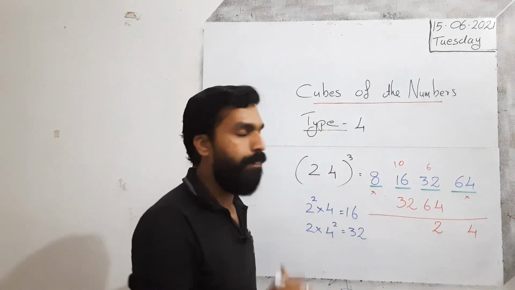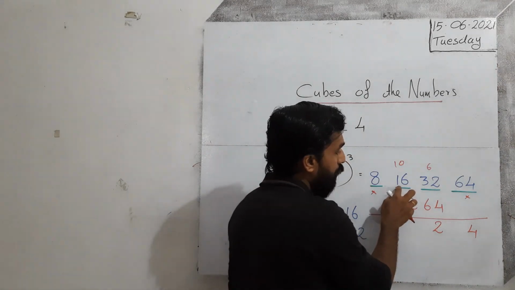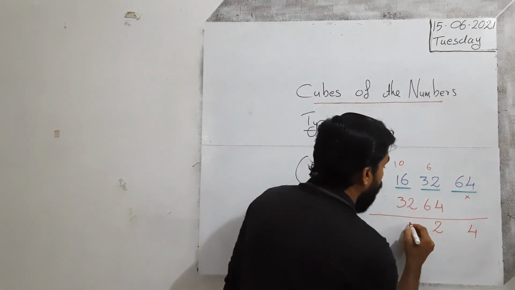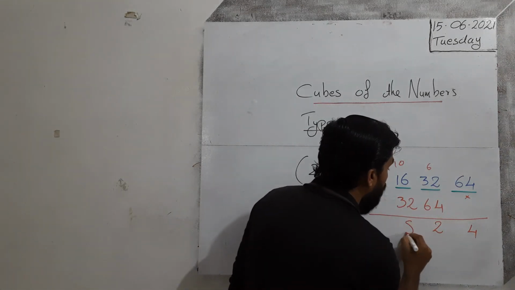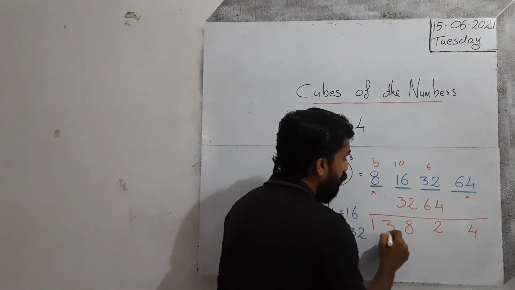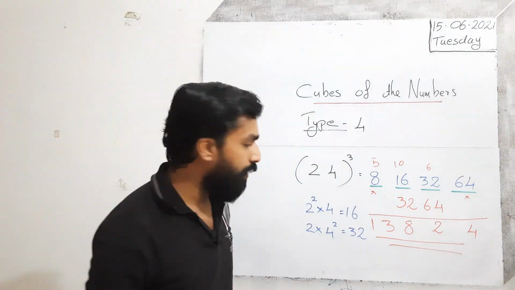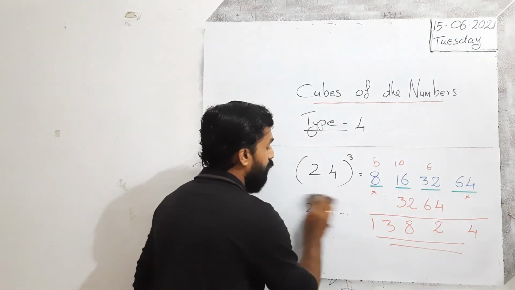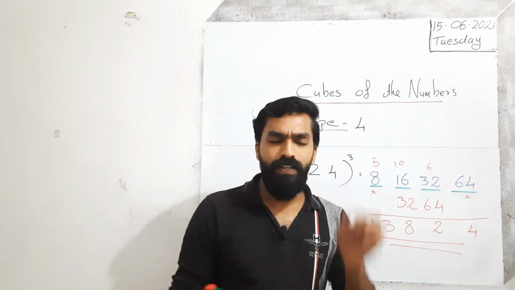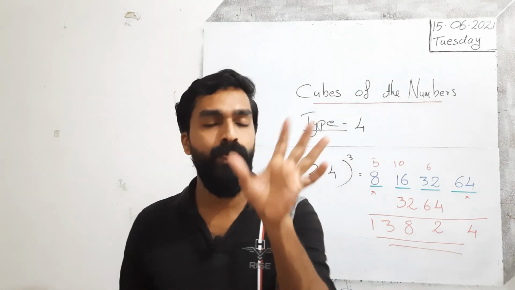Next we can add these numbers, 32 and 16. So 32 plus 16 is equal to 48. Then 8 you can write, and 5 will come. 8 plus 5 is equal to 13. So the answer is this one, 13,824. A very simple method to find the cubes of numbers 11 to 99.